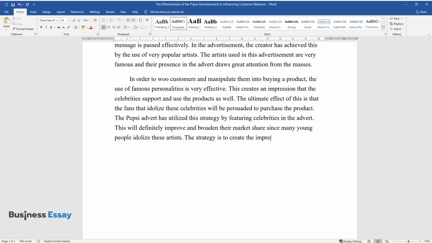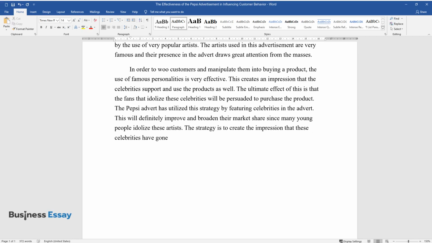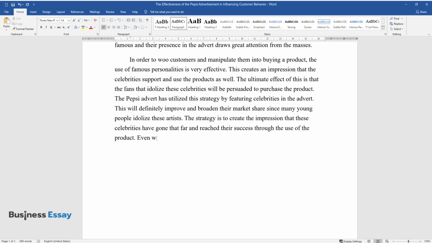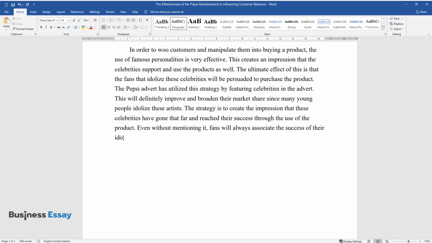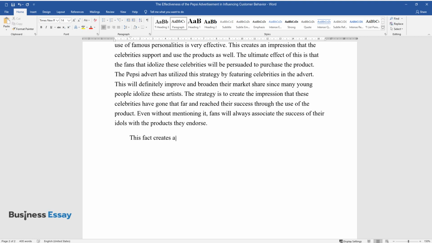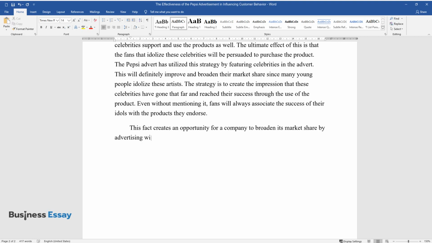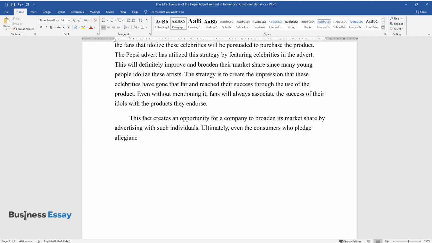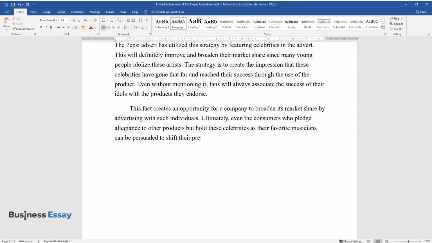The strategy is to create the impression that these celebrities have gone that far and reached their success through the use of the product. Even without mentioning it, fans will always associate the success of their idols with the products they endorse. This fact creates an opportunity for a company to broaden its market share by advertising with such individuals. Ultimately, even the consumers who pledge allegiance to other products but hold these celebrities as their favorite musicians can be persuaded to shift their preferences.